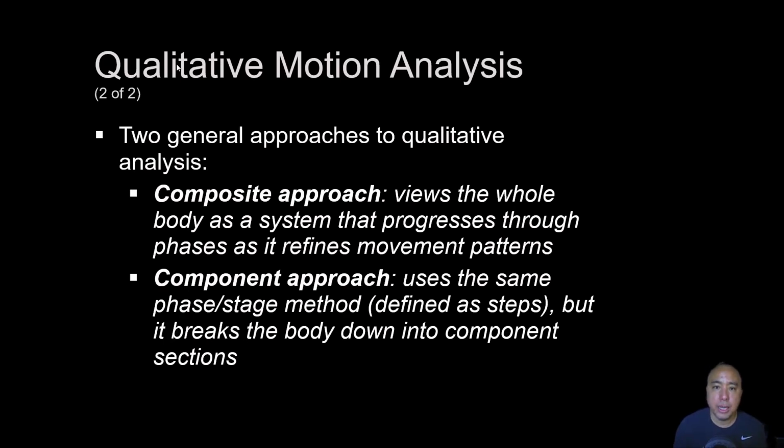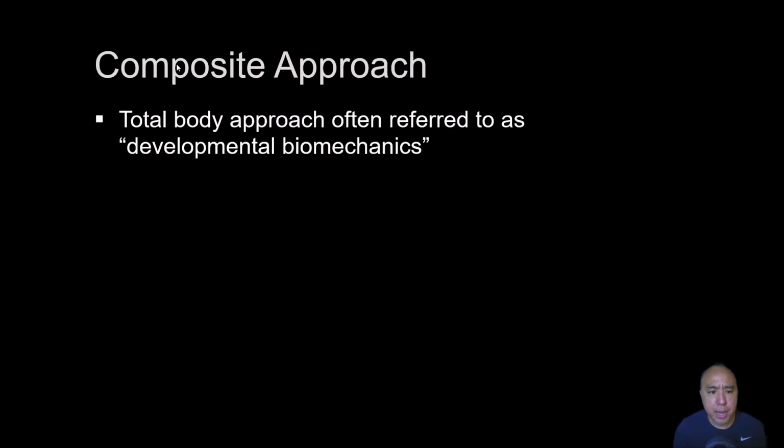A composite approach is when we're looking at the entire body, or we may be concentrating on specific parts of the body, but concentrating on the interaction of those body segments to perform a specific task. Whereas a component approach, we're concentrating on focusing on a particular body part through the stages of that movement task. So a composite approach, as I mentioned, is a total body approach.